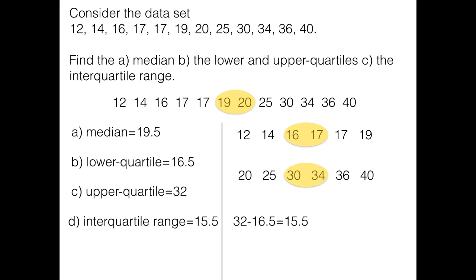So the important thing here to remember is when you've got an even number of numbers and you take 2 numbers to be in the middle, you're going to include those numbers when you write out and find the quartiles.